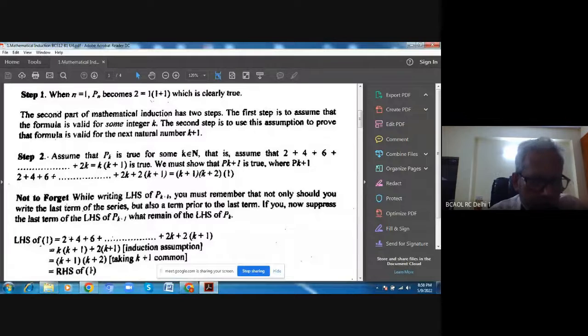Here, not to forget, while writing the left hand side of P(k plus 1), you must remember that not only should you write the last term of the series, but also the term prior to the last term. That means prior to the last term, this 2k, you don't forget it. So the last term you have to write, and then after that you have to add something. Because in case of k, you are changing to k plus 1. That is the new formation. But you don't forget to write 2k. Straight away you can't change it. You have to add on, you can plus something. So that is the condition.